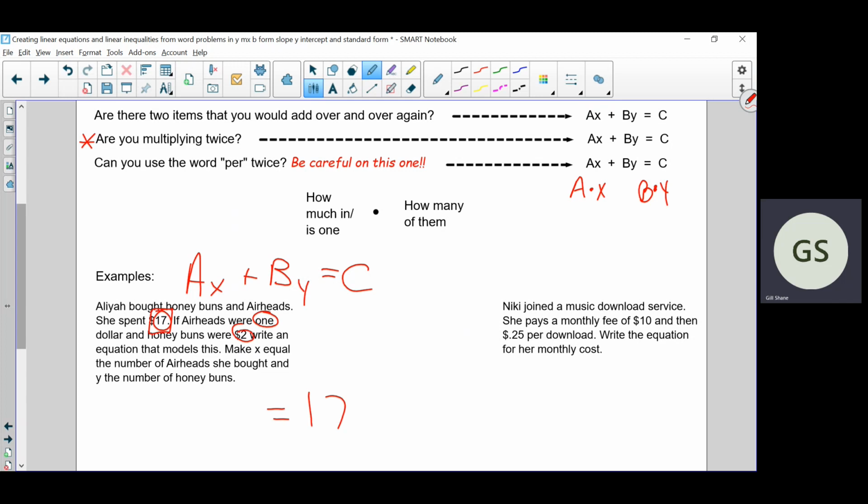Well, it tells you what X is right here. It says X is the number of airheads. Well, if I know X is the number of airheads, I'm not going to multiply how much a honey bun costs times the number of airheads. That doesn't make any sense.